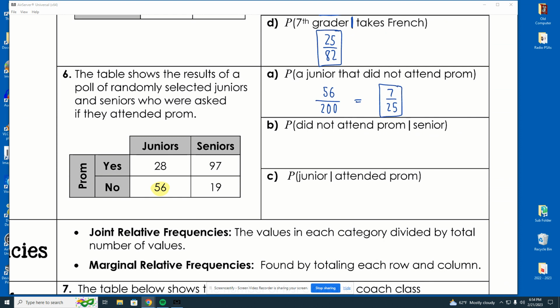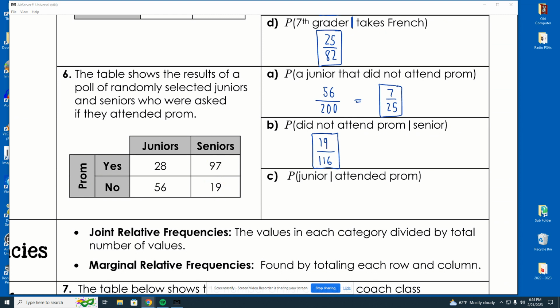Okay? Now, next one. What's the probability they did not attend prom given that they were seniors? So my focus is seniors only. Okay, that's where I'm looking. My bottom number is my given that. So 97 plus 19, that's 116. Out of those 116, how many did not attend prom? 19. I don't think that one reduces, so there's my answer.